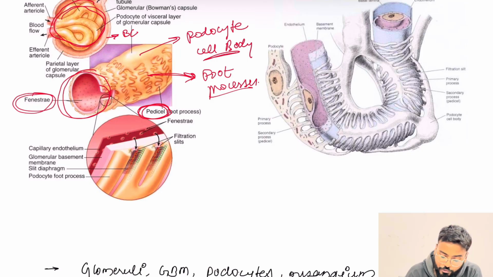Now you can also see this endothelium is fenestrated. You can see multiple dots here. So that's how this arrangement of endothelium, basement membrane, and podocytes is going to prevent passage of plasma proteins, and in turn is going to form your filtration barrier.